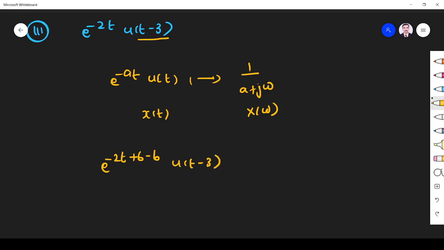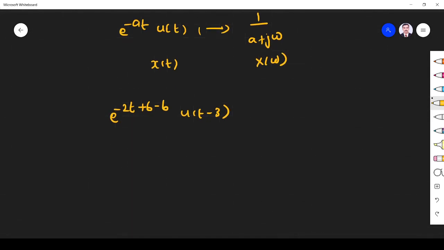Okay, so now you see, e power minus 6 I take separately. If I take e power minus 2 outside, what I get is t minus 3 from these two. Clear or not? Into u of t minus 3. Now everything is in terms of t minus 3.